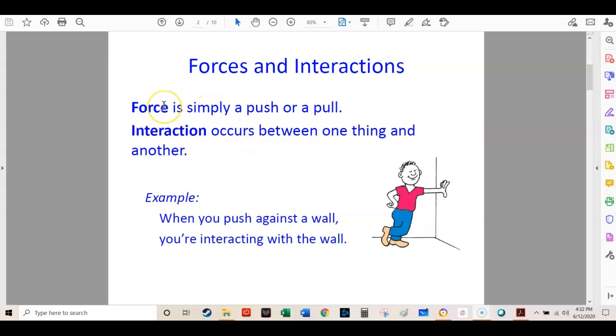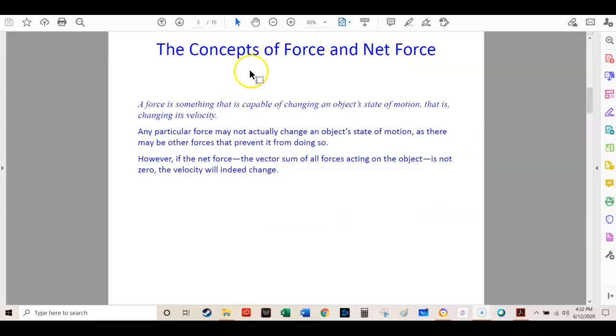But basically we have to define terms. A force is simply a push or a pull. And interaction means there are two objects either physically touching each other or working on each other from a distance. Now, a force is simply something that could change an object's current state of motion or its velocity, but it doesn't necessarily have to change its velocity or its current state of motion, but it can.